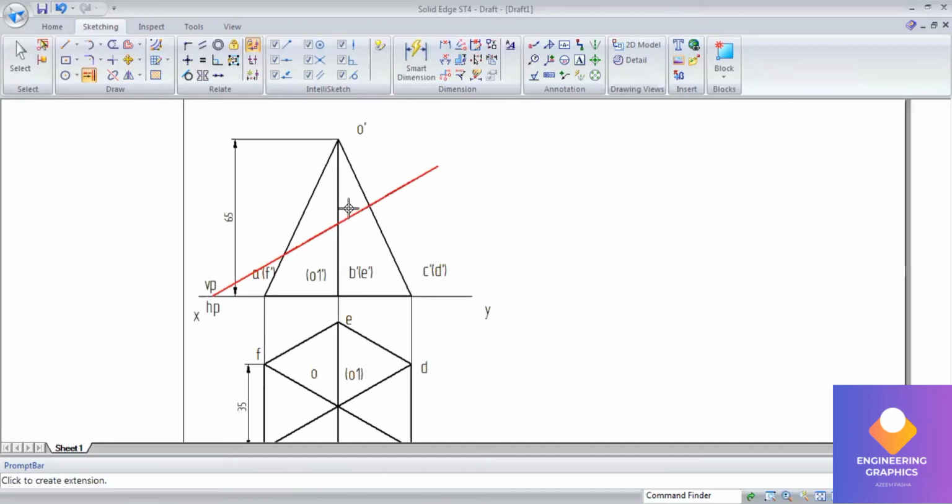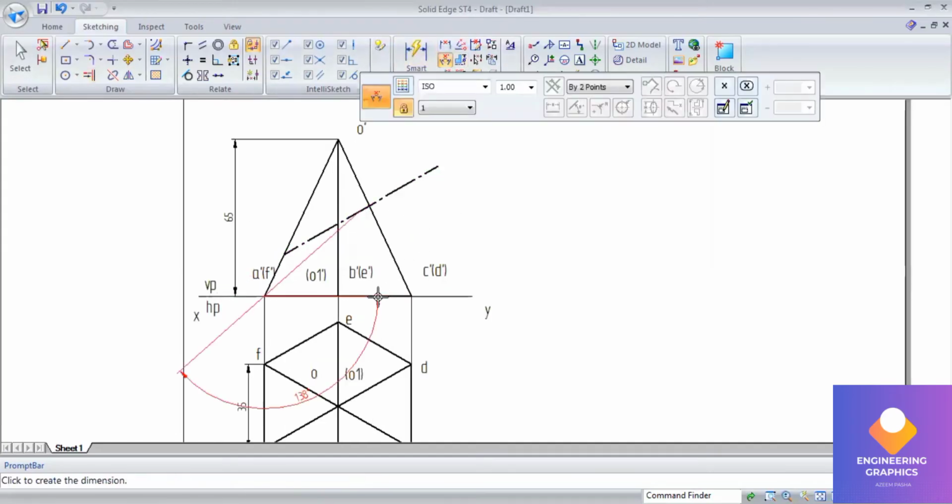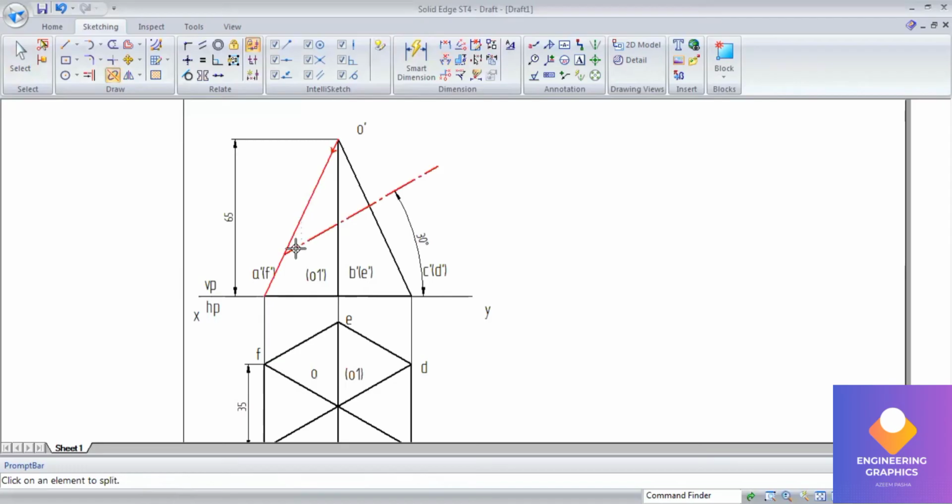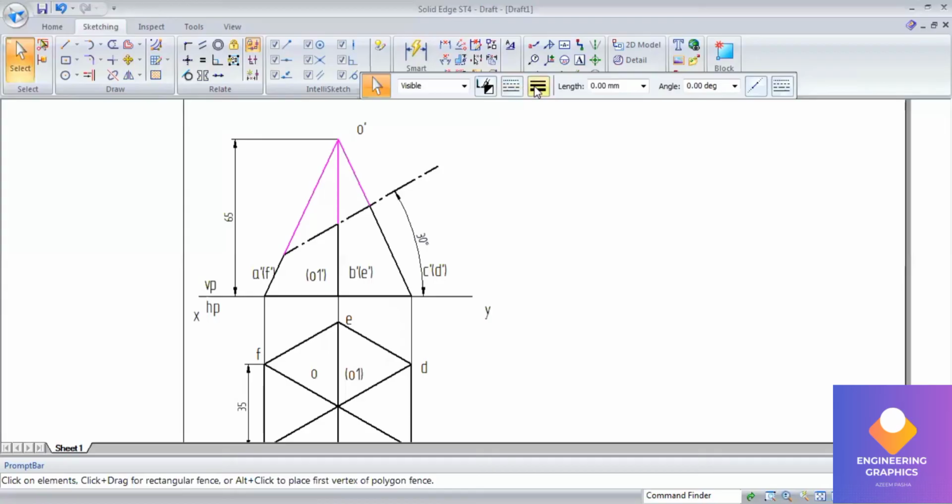Okay, this is where it is cutting. Now we can show the angle for this section plane, 30 degrees it is. So the upper part I am going to make thin by selecting the split command. Selecting the top part, I'll make it thin.